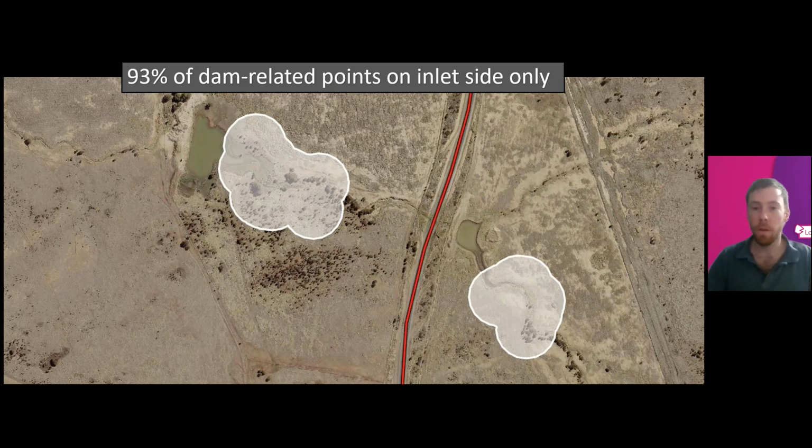With dam-related points, 93% of all dam-related points are exclusively located on the inlet side of a dam. And this satellite image here describes what I mean. These white polygons are the highly revisited points, the recurse points. And you can see there, both of these particular points are located on the inlet side, so on the creek, where the creek is coming into those dams.